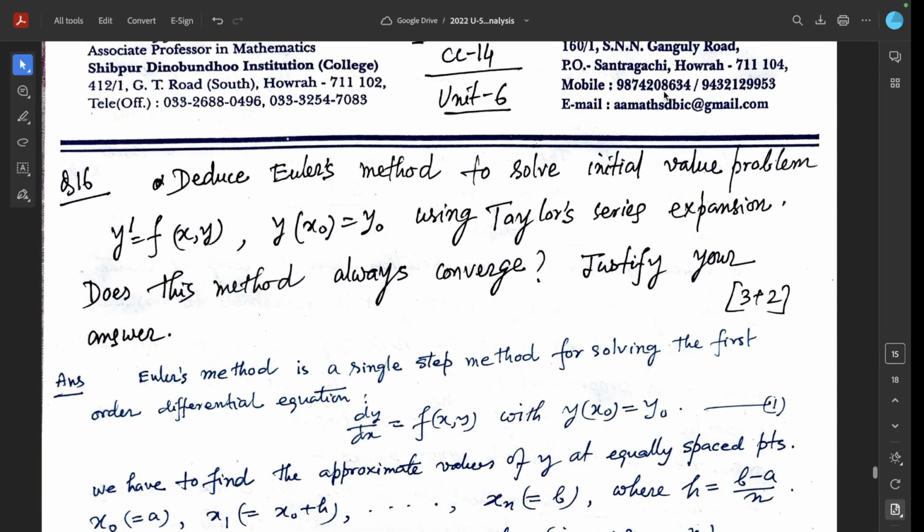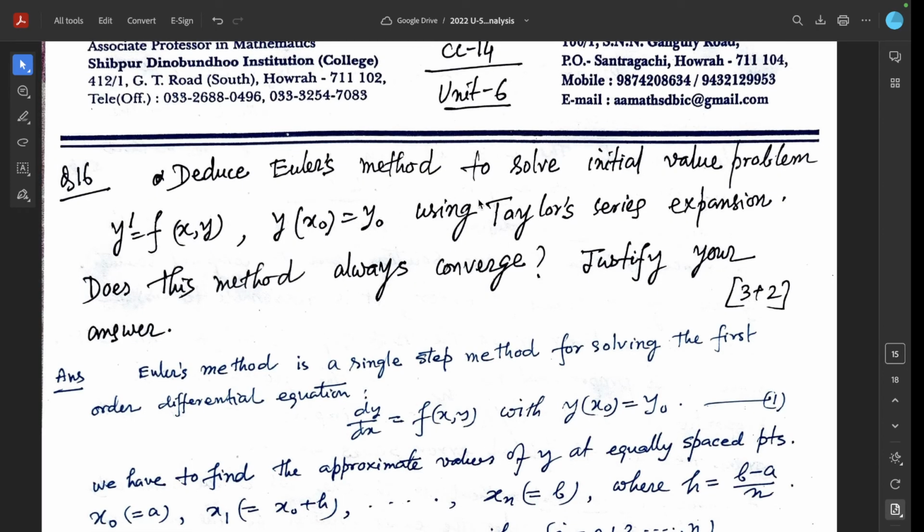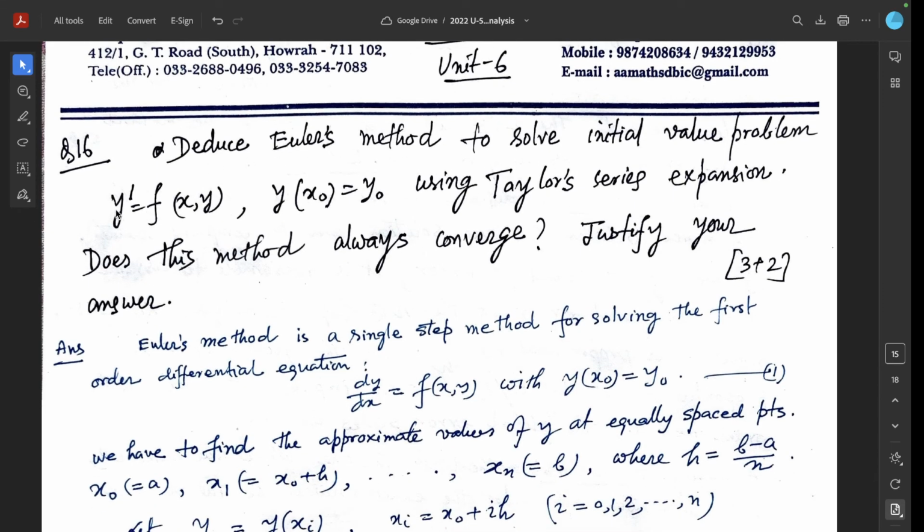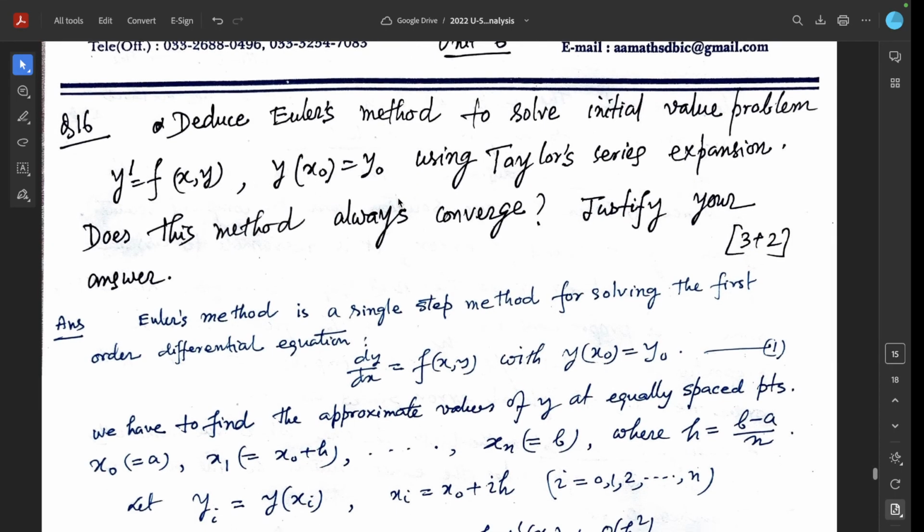Next, question 16, unit 6, ordinary differential equations. Deduce Euler's method to solve the initial value problem y dash, that is dy by dx, equal to f(x, y) with the initial condition y(x0) equal to y0, using Taylor's series expansion. Does this method always converge? Justify your answer.